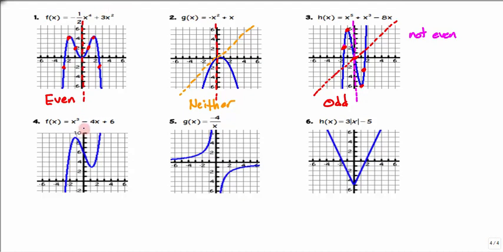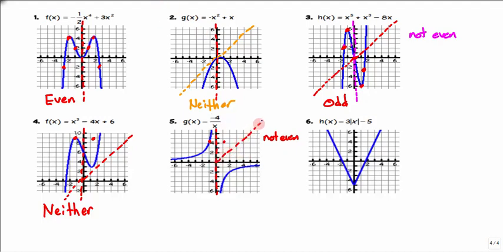For graph 4, as we run down the y-axis, we can see that this point here doesn't reflect to that same point. So this one is not even. Well, let's see if it's odd. And it definitely doesn't look like it reflects on either side of the y equal x line. So this one is neither. Okay, let's run down y equal x. You can see a point over here doesn't reflect over here, so this one is not even.